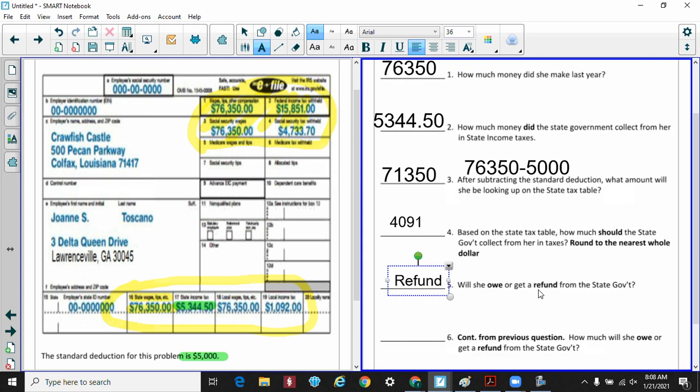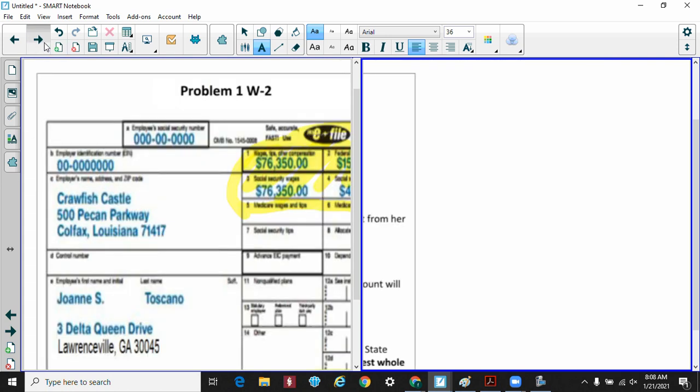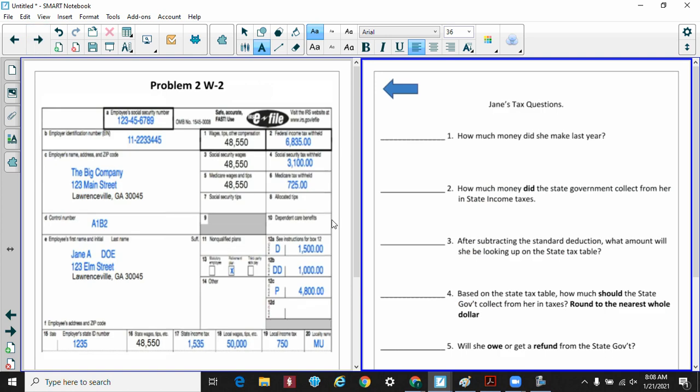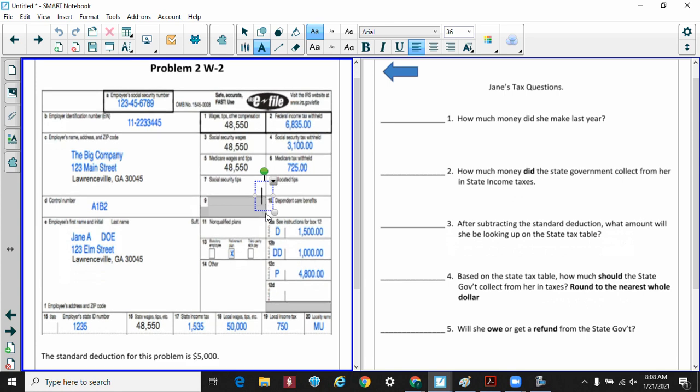Now, how much will that refund be? Well, a simple subtraction problem will do it. $5,344.50 minus what she should have paid, 4,091. She'll get a refund of $1,253.50. Very, very simple. Let's try another one.